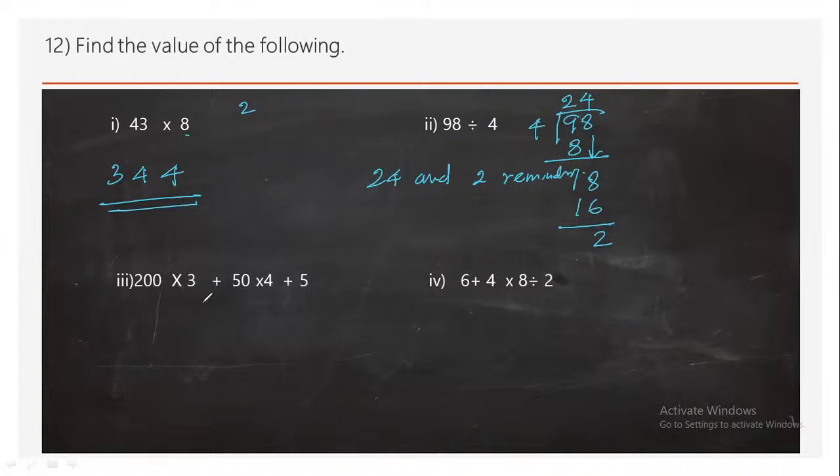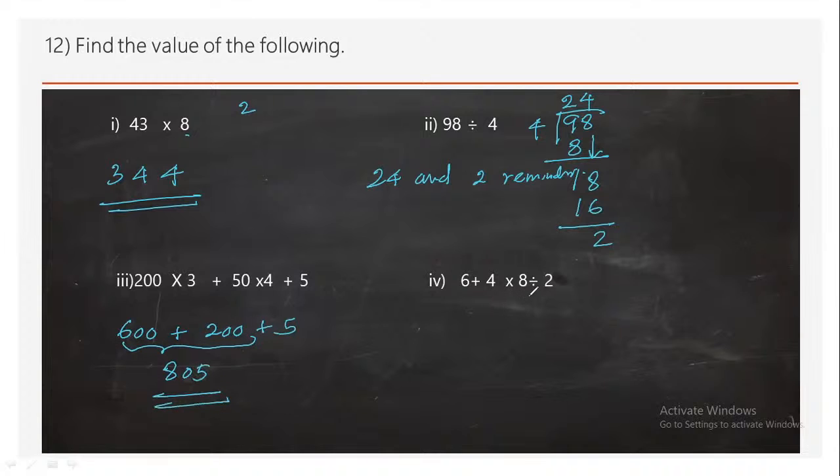Next one, 200 into 3 plus 50 into 4 plus 5. 200 into 3, that is 600. 50 into 4, 200. 5. 805. 600 and 200, 800, and this 5, 805.